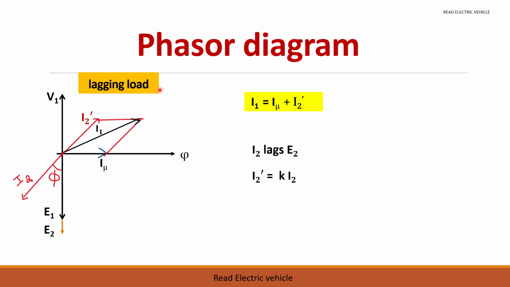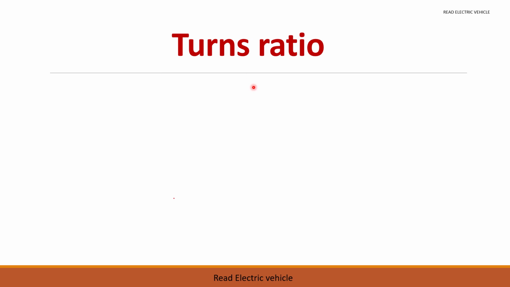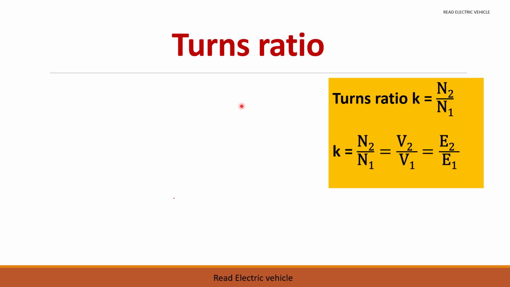We can draw the phasor diagram for a leading load also. In a leading load, this I2 will be leading the voltage by some angle. So I2 will be coming here and you can draw the other things similar to this one. Next, we'll see about the turns ratio.